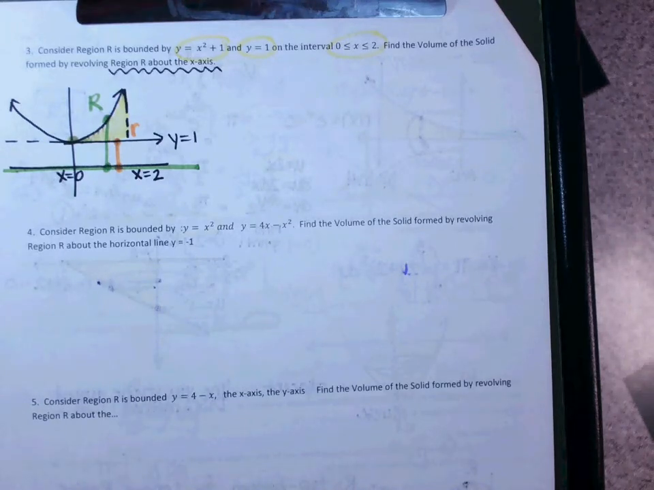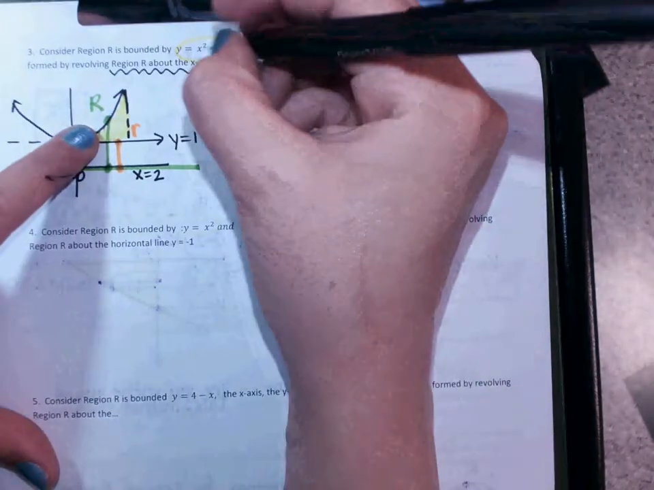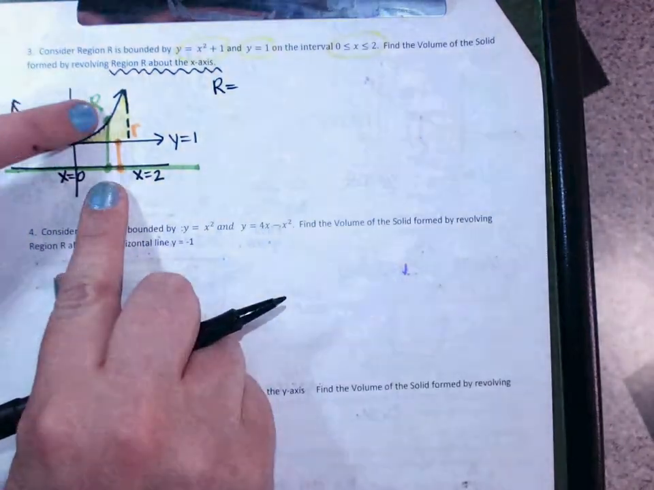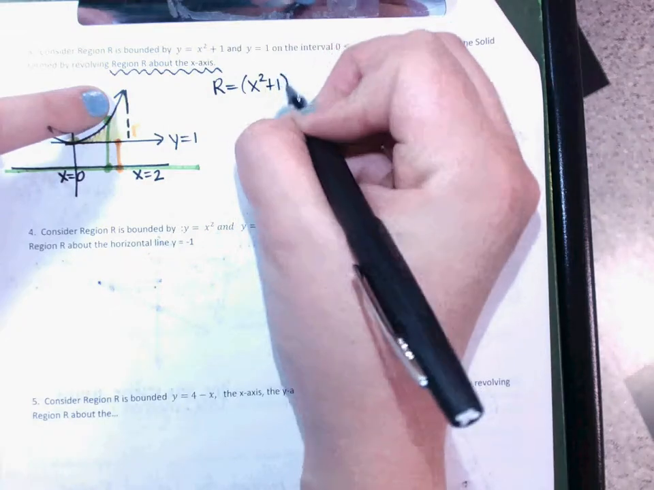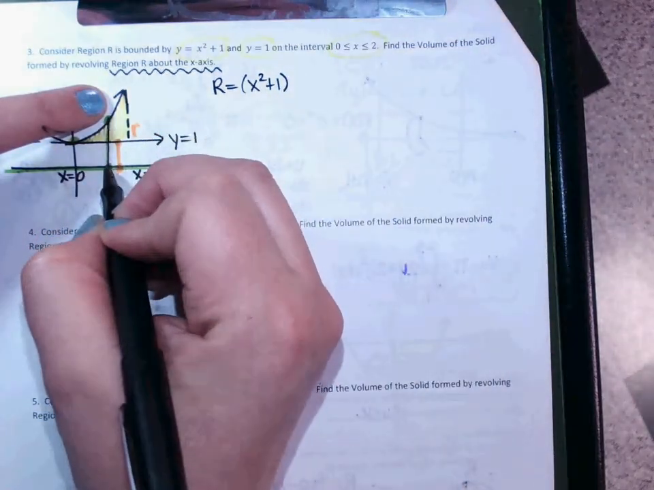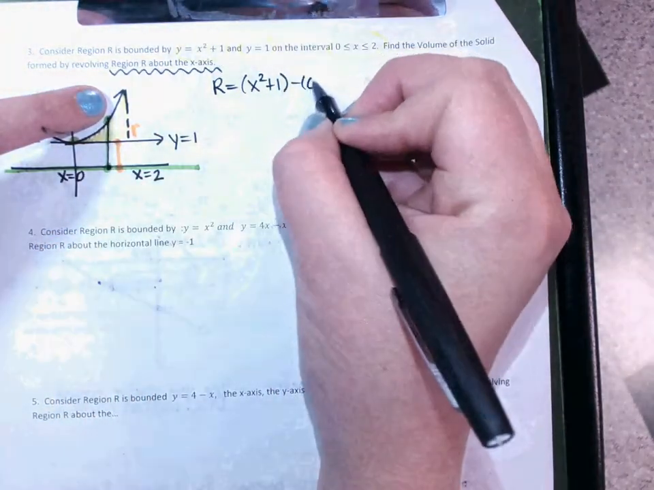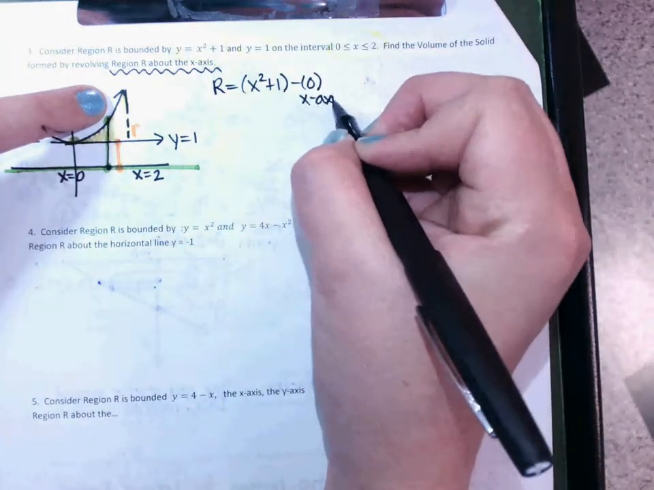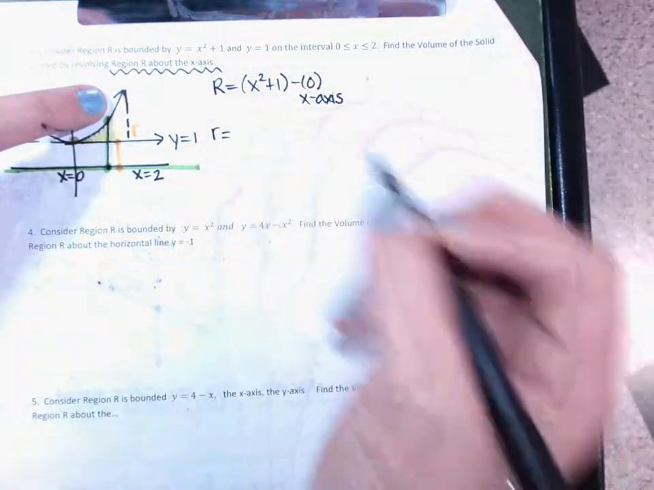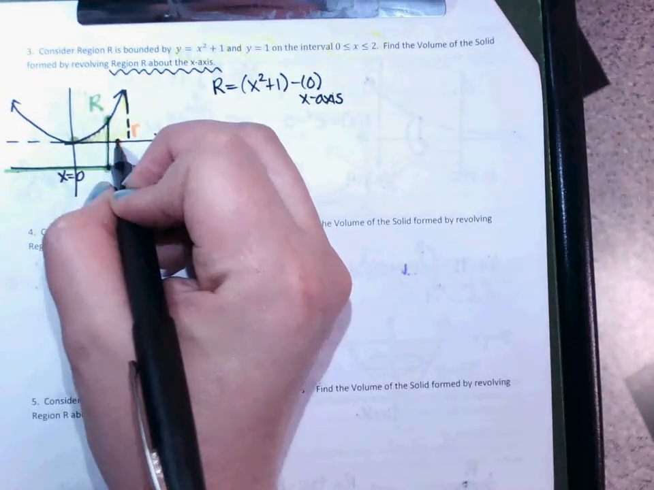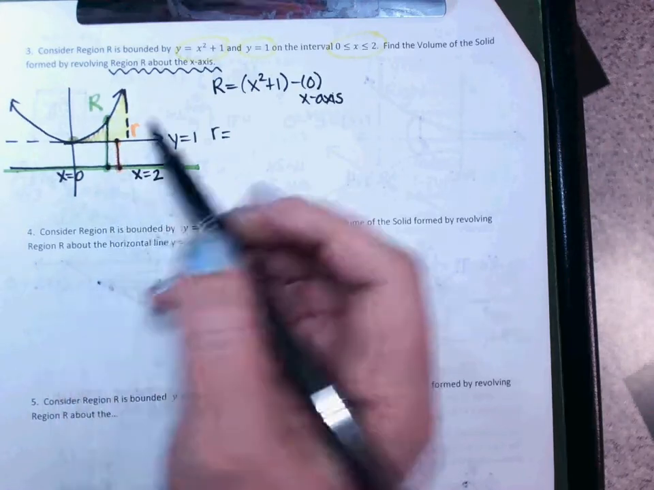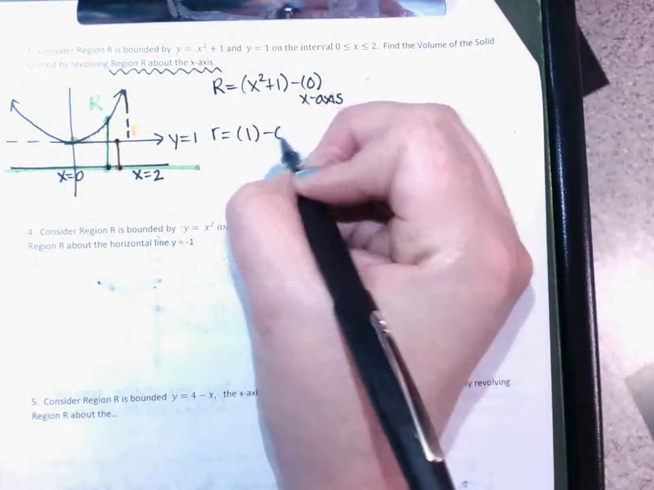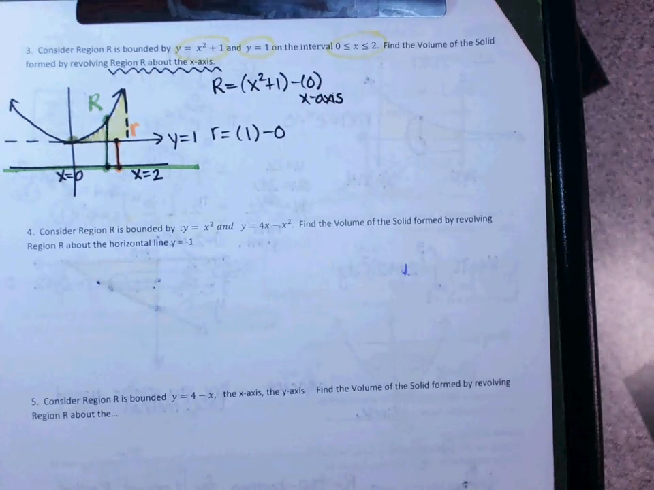Now, the bottom here is going to be the x-axis, which is what? 0. So for capital R, what is the top of capital R here? Which equation? x squared plus 1. And then what is the bottom of that radius touching? 0, because it's the x-axis. Okay, little r is going to be the top of r to the bottom. What's the top of r here? 1. And what's the middle? 1 minus 0. Obviously the zeros we're not going to write, but you could.